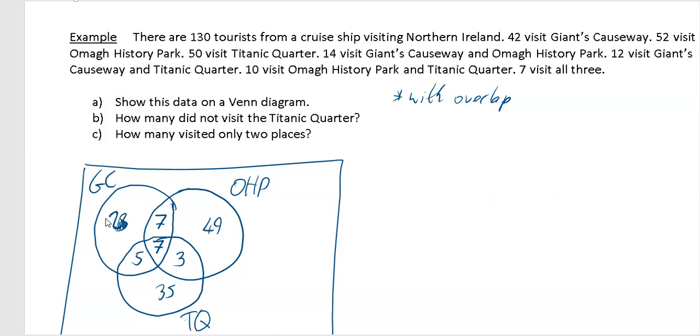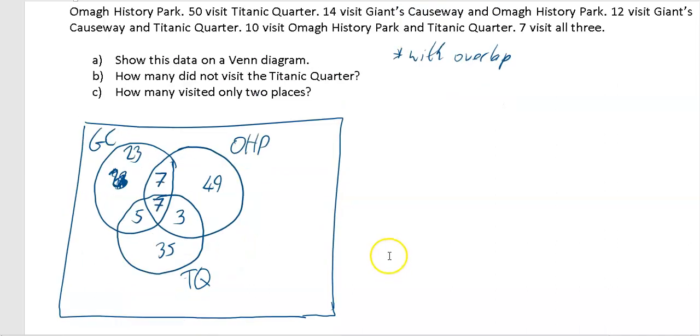Right. The last thing for us to do is to find what is left outside. So this is the tricky bit. To get this number here, there was a total of 130 people. So it's 130 minus all these numbers. So on my calculator, I'm typing in 130 minus 23 minus the 7 minus the 49 minus the 3 minus the 7 minus the 5 minus the 35. And I have got one poor soul who didn't go to anything at all.